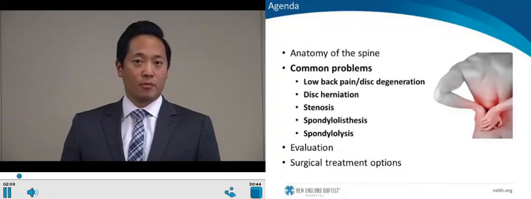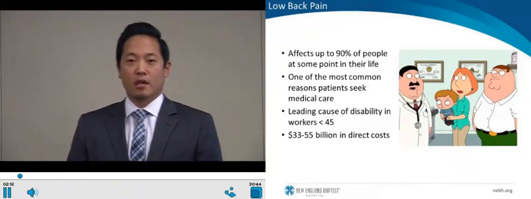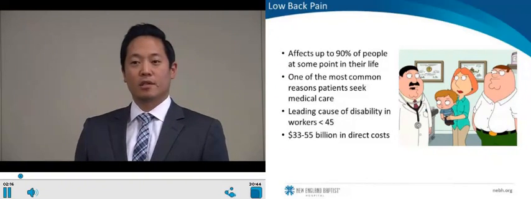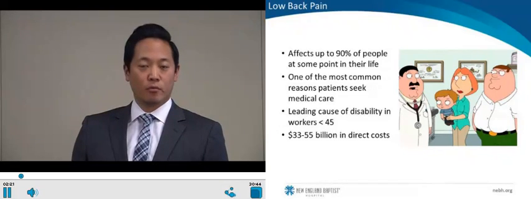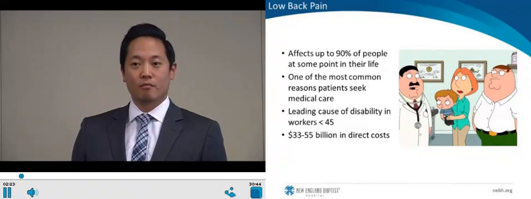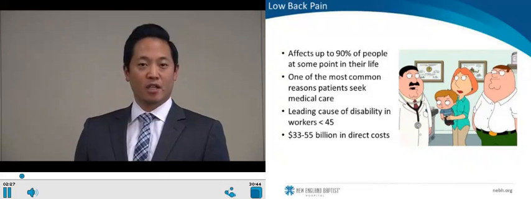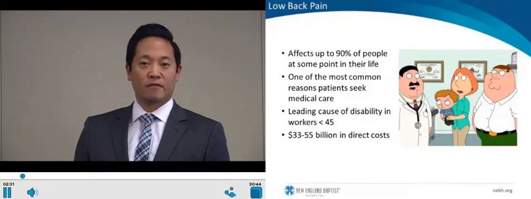Let's talk about some of the problems that adult patients face with degenerative lumbar conditions. As we probably all know, the vast majority of people will experience some significant low back pain at some point in their life. This is one of the most common reasons why patients seek medical care. It's the leading cause of disability in patients under 45 and can account for $30 to $55 billion of direct medical costs annually.